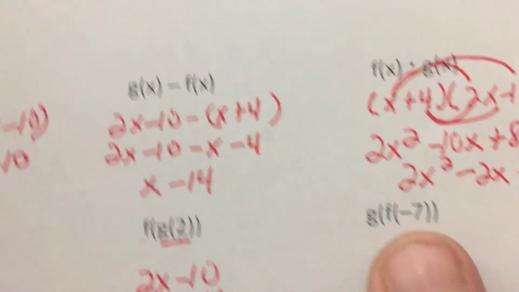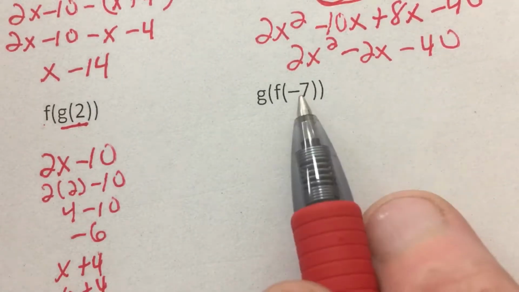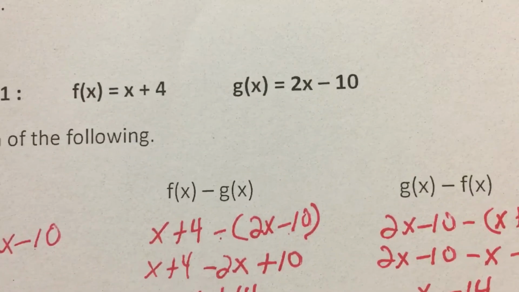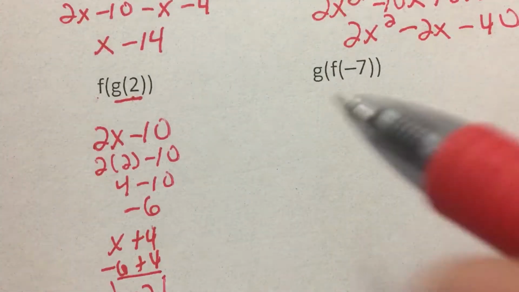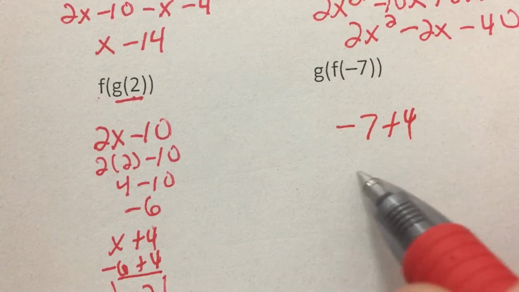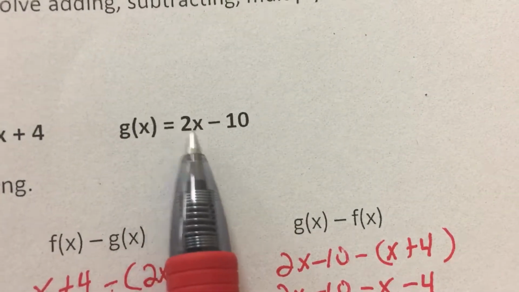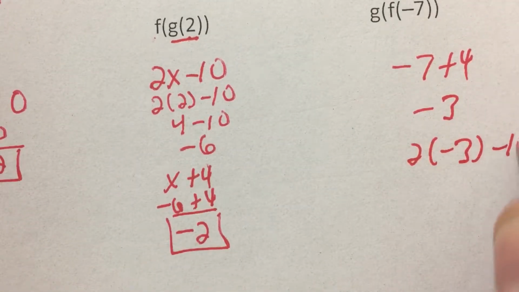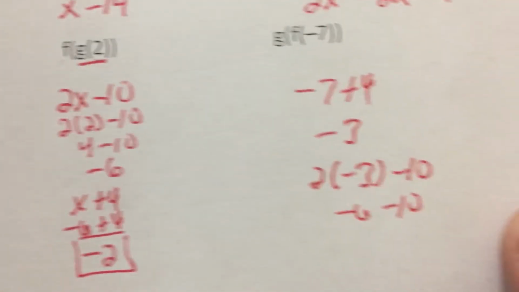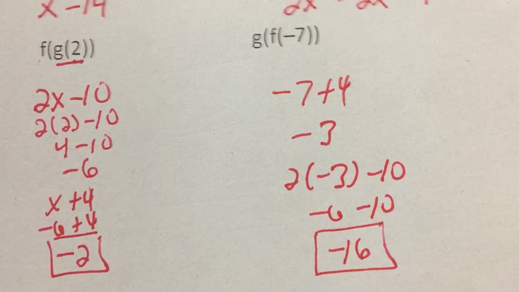Going the other way here with negative 7, negative 7 is supposed to get plugged into the f function, which would be here. If you plug in negative 7 plus 4, you'll get a negative 3. Then take your answer of negative 3 and plug it into the g function right here. 2 times negative 3 minus 10. It gives you negative 6 minus 10, better known as negative 16.